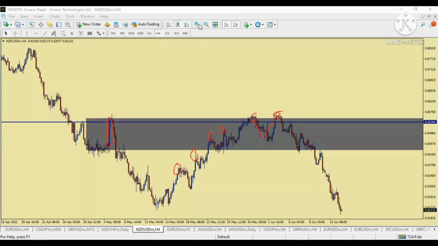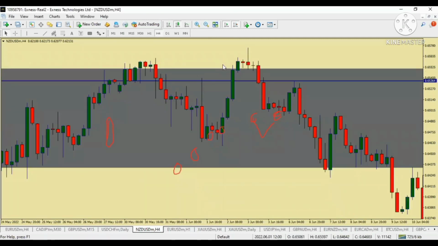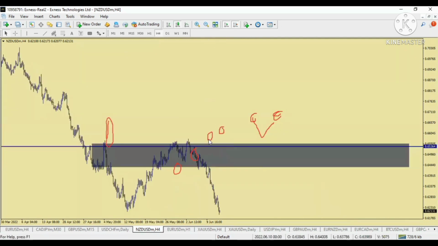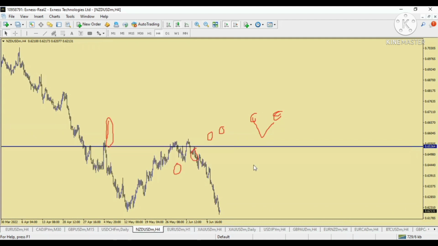Let me zoom in. You can see these strong rejection candles here, and a double top. Now, whenever a double top comes in, something interesting comes into the market. What is that? If you see a double top like this, something else comes to the market, and that is the structure of the market.